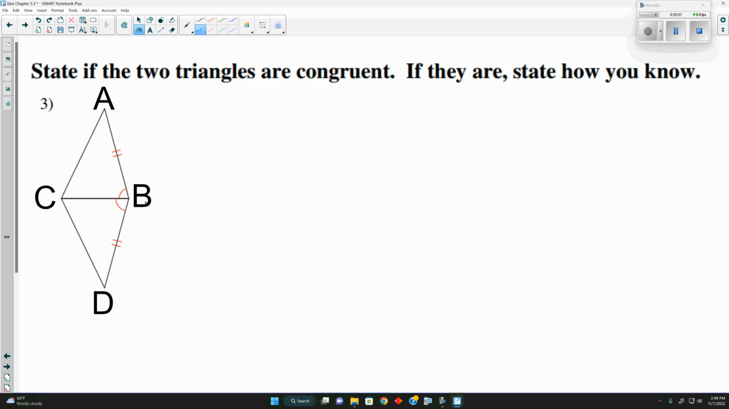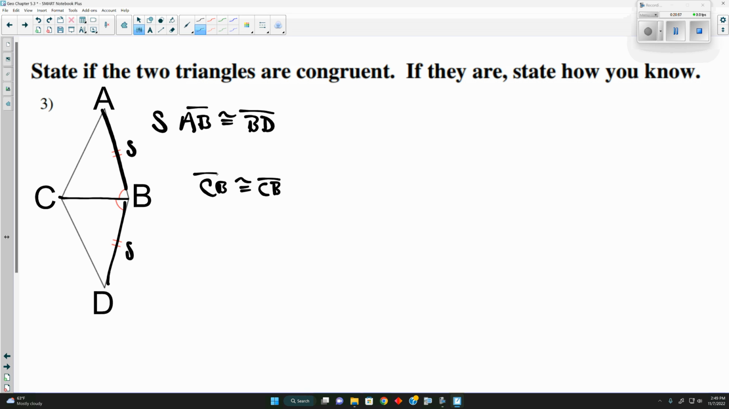So when we look at this one here, we have a set of sides that are congruent. We can say that AB is congruent to BD. We have a set of sides. Do we have another set of sides that are congruent? Because it's congruent to itself. Anytime the triangles are on top of each other, they share a line, they're going to be congruent to themselves. So we do have two sides that are congruent.